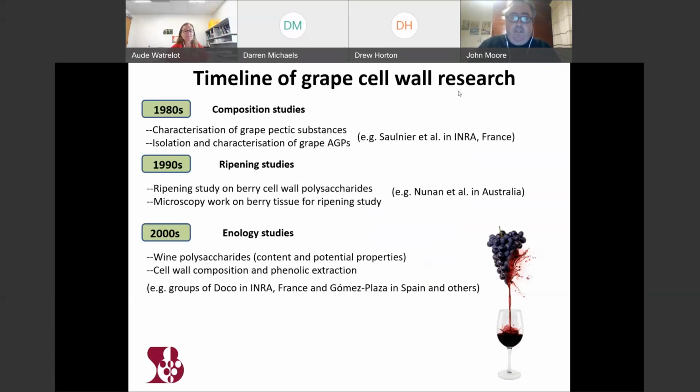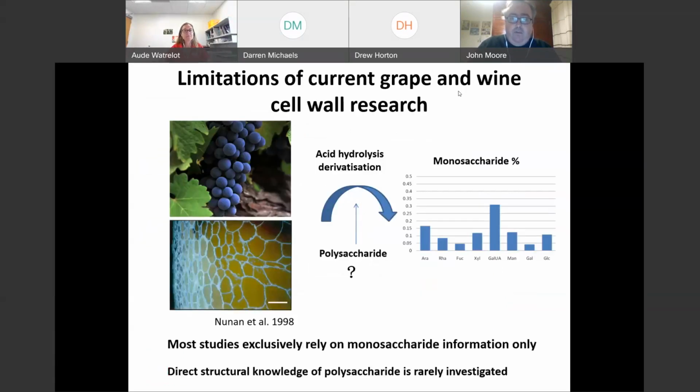Now, many of the techniques that have looked at cell wall composition of grapes have used mainly monosaccharide information only. So they take a grape tissue, they hydrolyze it with acids, you release the sugars, and you look at the compositions of those individual sugars. But that approach doesn't tell you much information about the actual polysaccharides in their structurally intact state. So direct knowledge of polysaccharides is rarely investigated. This is inference based on monosaccharide data.